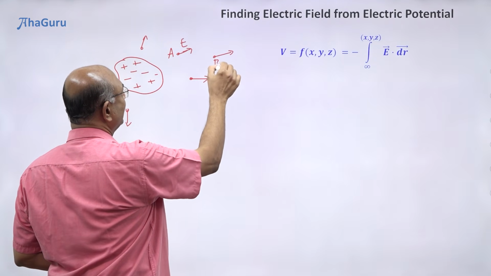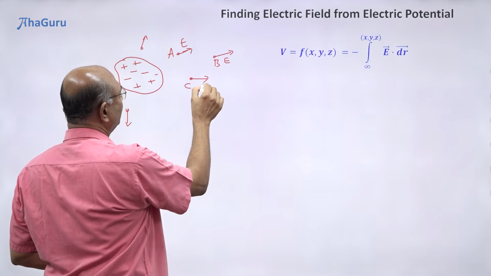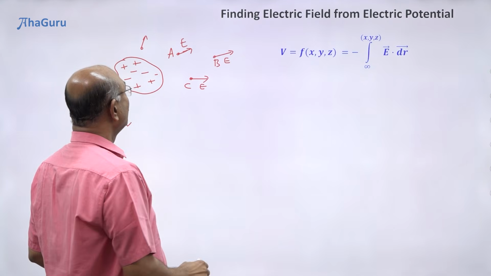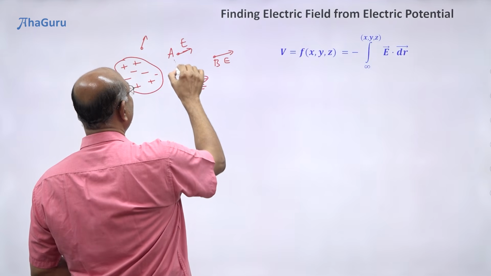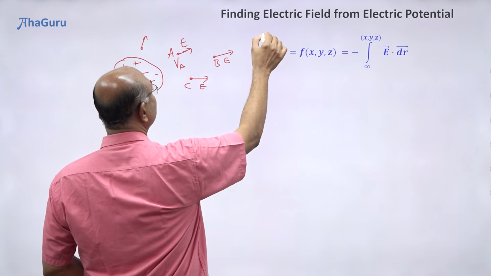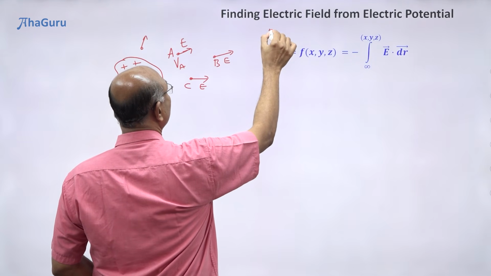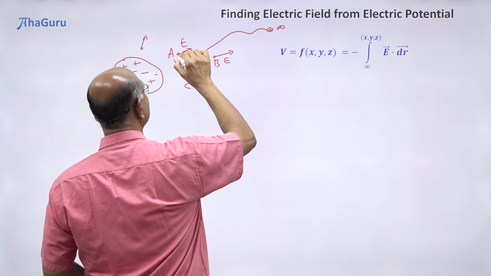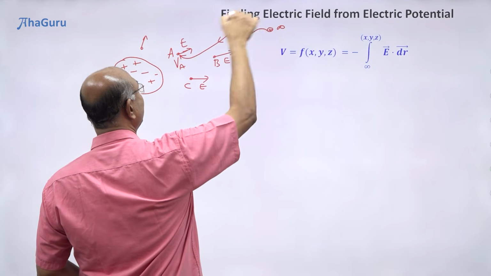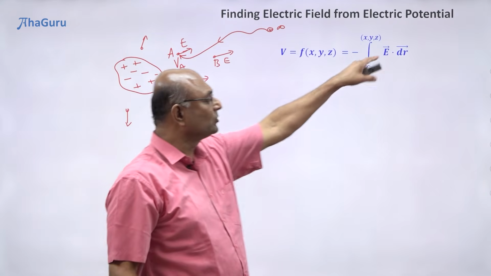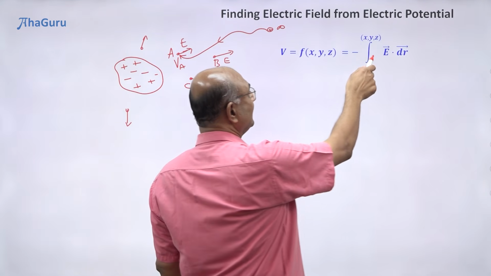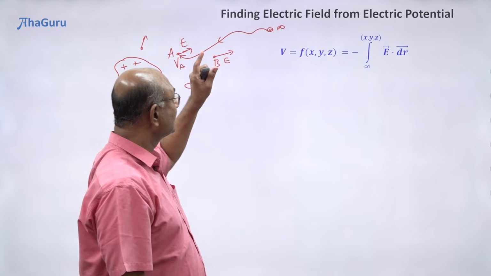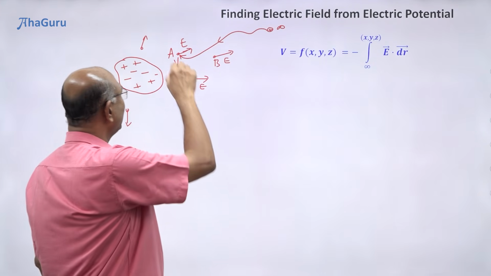Similarly, at B, I'll have an electric field there. C, I'll have an electric field here, and so on. At every point, I'm going to have different electric fields. Now, the potential at A, V at A, basically means you're bringing a unit charge from infinity. You're bringing it to this point. And when you do that, the integral E dot dr from infinity to that point with a minus sign gives you the potential at this point.